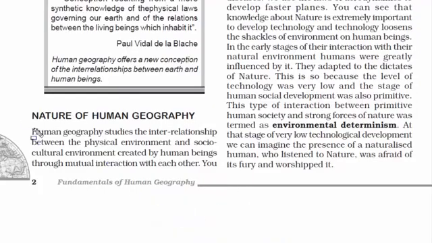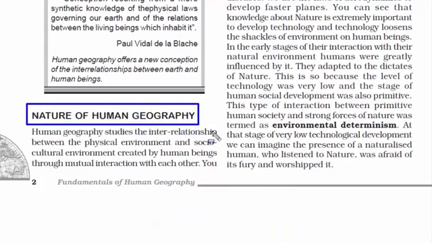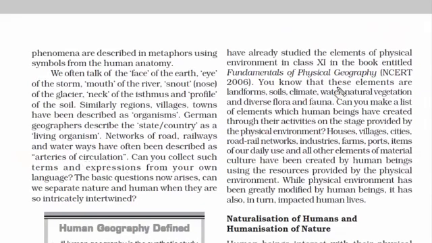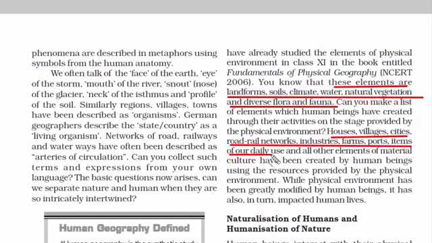So the first topic of this chapter is nature of human geography. Under this topic, we study the interrelationship between the physical environment and socio-cultural environment. Once again, let me quickly tell you the elements of the physical environment. They are landforms, soils, climate, water, natural vegetation, flora and fauna. And on the other hand, the elements created by human beings are houses, villages, cities, road and rail networks, industries, farms, ports, and items of our daily use.